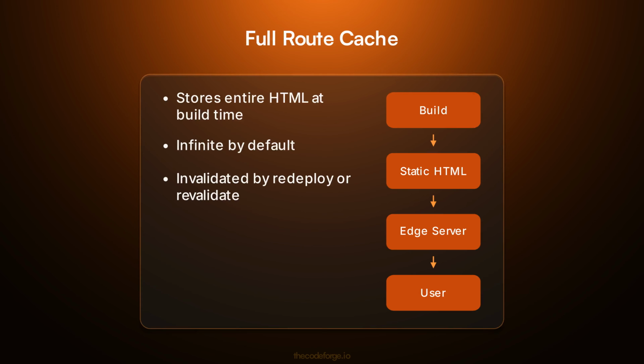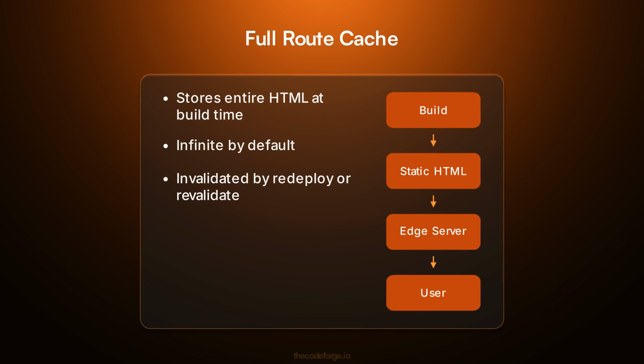If any layer serves stale data, the entire page can be stale. This webhook handler invalidates the full root cache and data cache. But note, it does not touch the router cache. You must also call router refresh on the client to clear the browser cache.